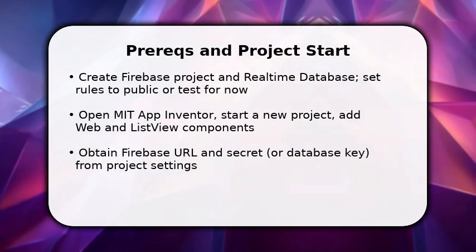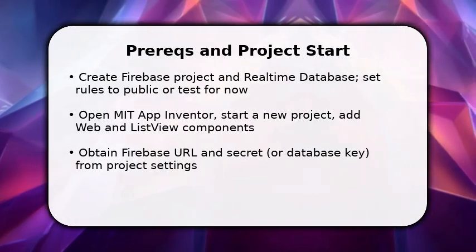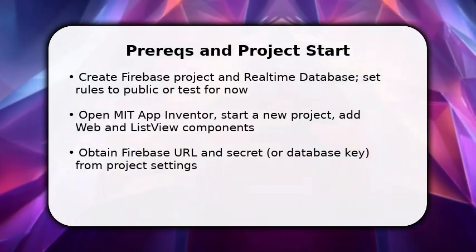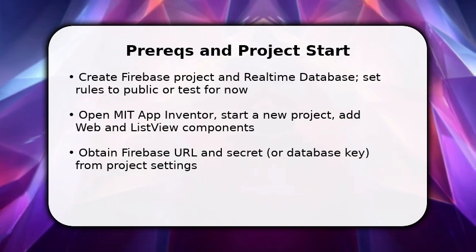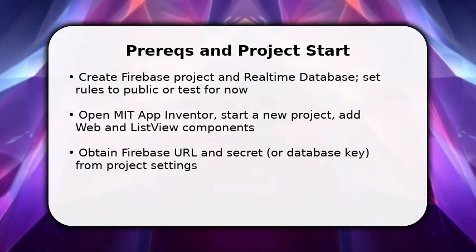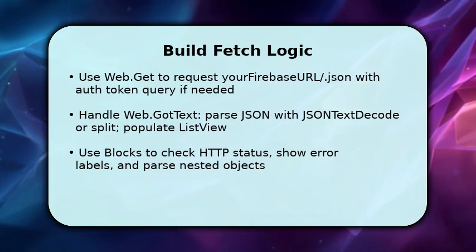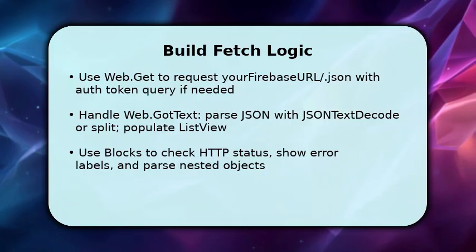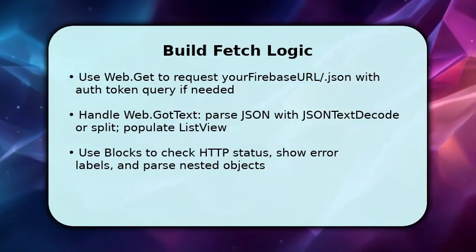/JSON. This begins the direct data flow. Make sure your database rules allow reads for testing, so you can fetch immediately. Now you'll create the blocks that fetch and parse data. Use web.URL set to the full Firebase JSON endpoint, then call web.